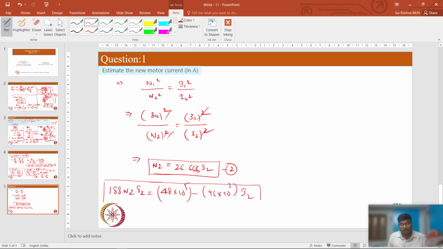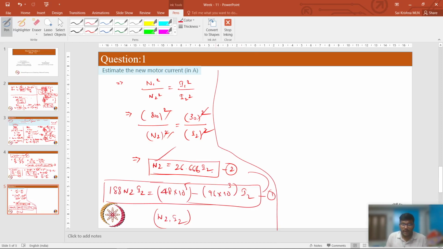See, now I have two equations. Previously I had only one equation. Now I have two equations with two unknowns, N2 and I2. Please solve these two equations and calculate the value of N2. So how can we get that?